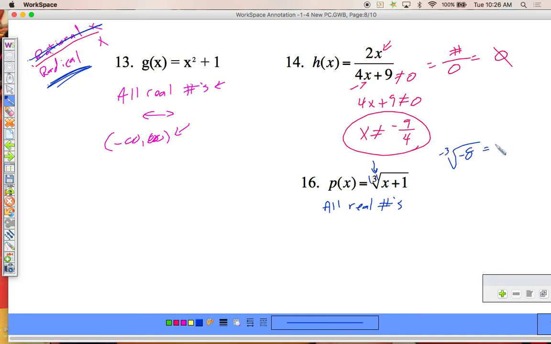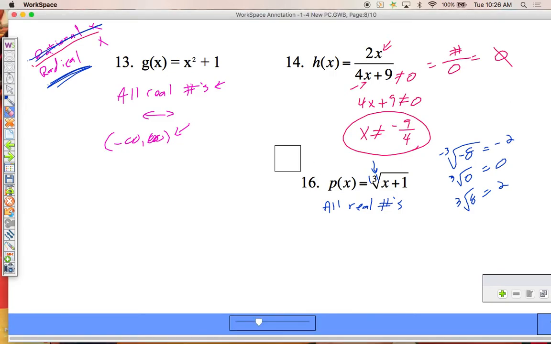The cube root of negative 8, what times itself gives me negative 8? That works. That's negative 2. The cube root of 0 is 0. And the cube root of positive 8 is a positive 2. So it doesn't matter. You can take the cube root of any number you want, but you can't take the square root, 4th root, 24th root of anything. If this was the 30th root, I would have to say that x plus 1 has to be greater than or equal to 0 and so on. But since it's just the third root, it's all real numbers.